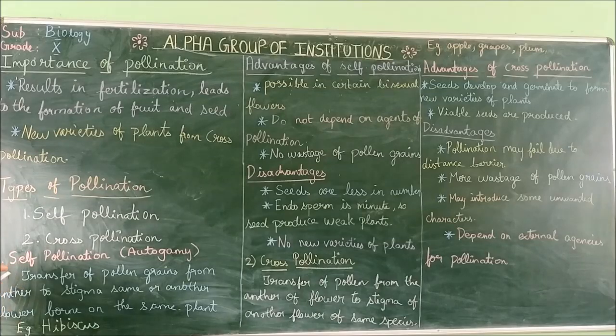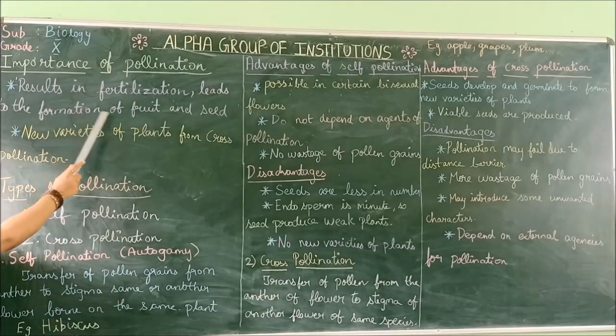So we saw all the parts of the androecium and gynoecium that are used for reproduction, and lastly we saw the 2 processes of sexual reproduction in flowering plants. First is pollination. What did we see? Transfer of pollen grains from anther to the stigma. That is called pollination. So now we are going to see the importance of pollination.